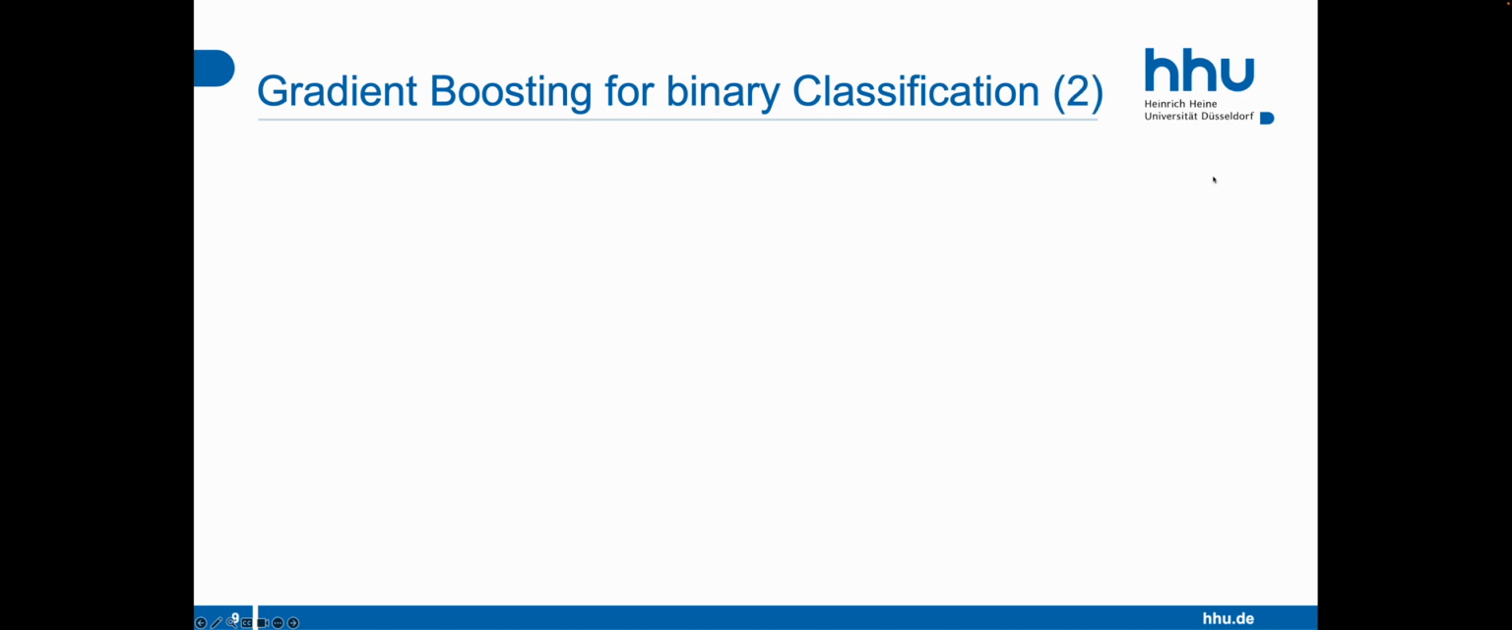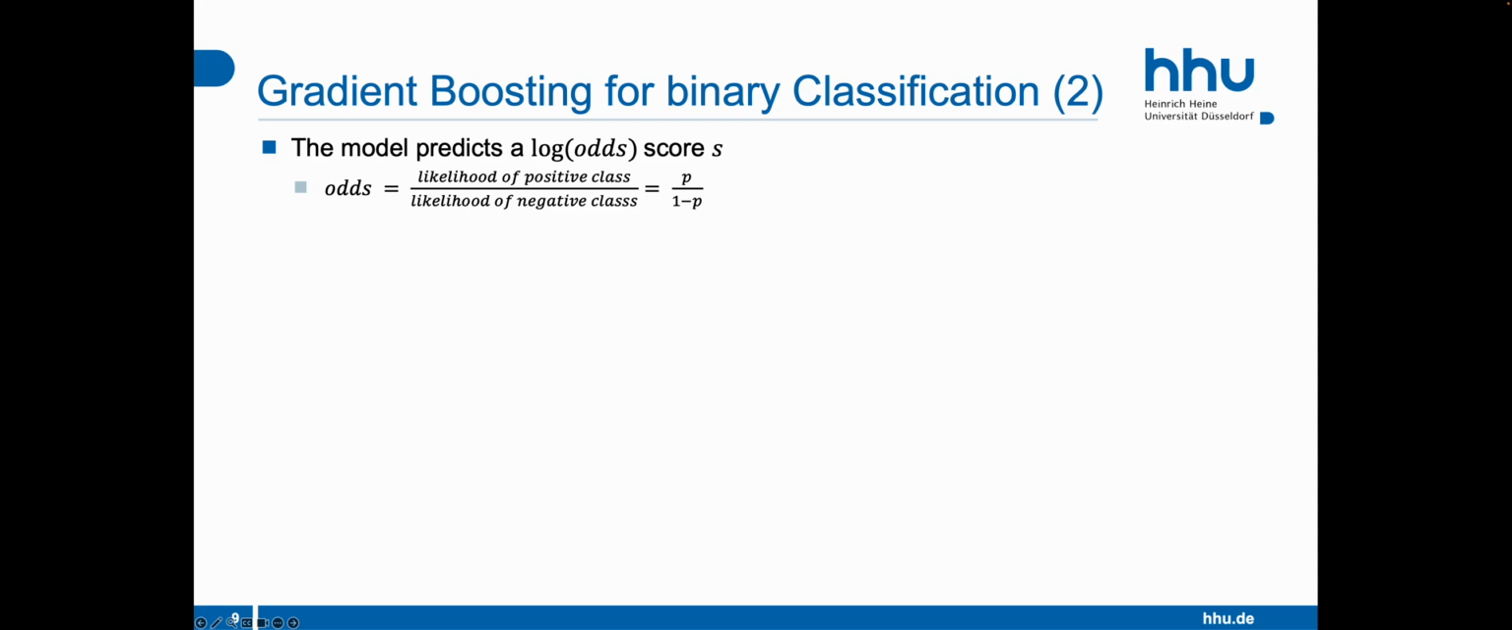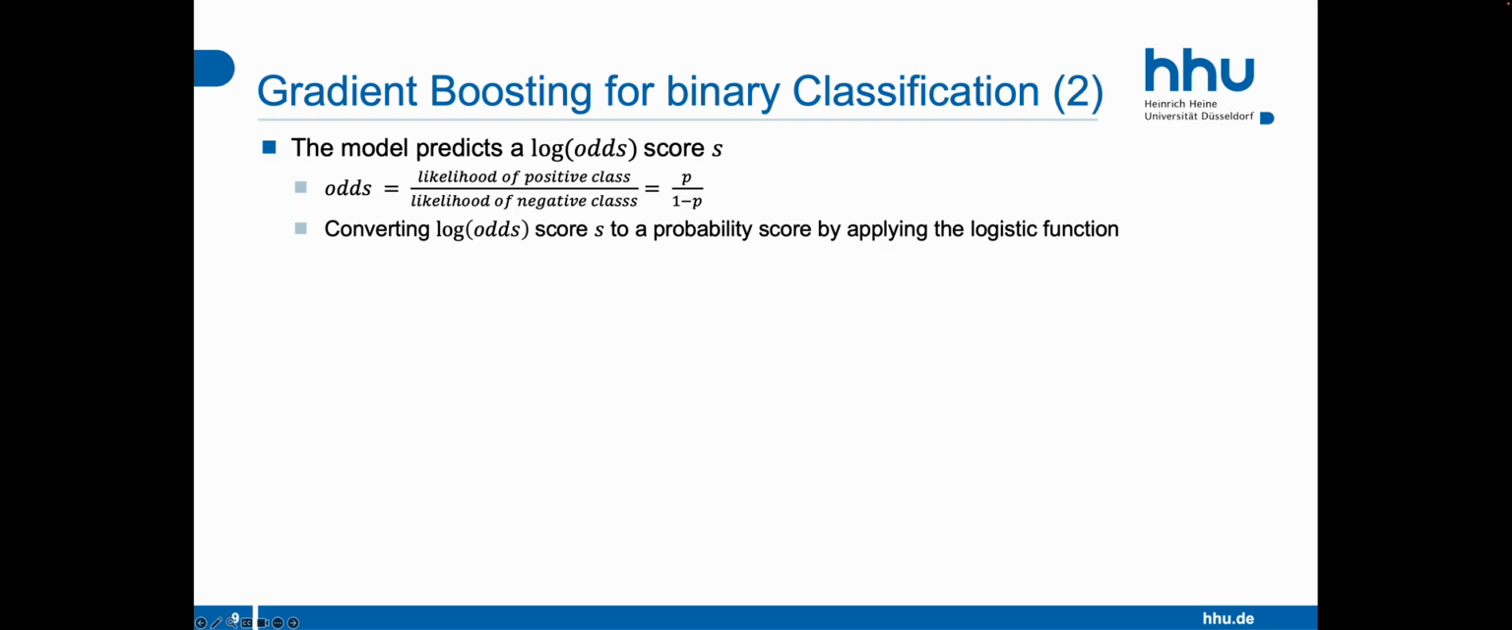When fitting a gradient boosting model for a binary classification task, we've seen on the previous slide that we want to obtain a score between 0 and 1 that we can interpret as a probability. However, the model does not directly predict this probability score between 0 and 1, but instead it predicts a log of the odds score, which we call S. The odds are defined as the likelihood of the positive class divided by the likelihood of the negative class, which is p divided by 1 minus p if p is the probability for the positive class. We can convert this log of the odds score into a probability score by applying the logistic function that is also known as the sigmoid function, which results in a value that is between 0 and 1 that we can interpret as a probability of the data point belonging to the positive class.